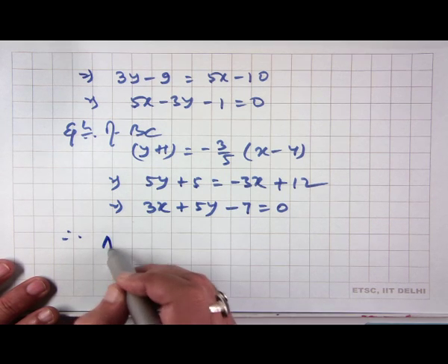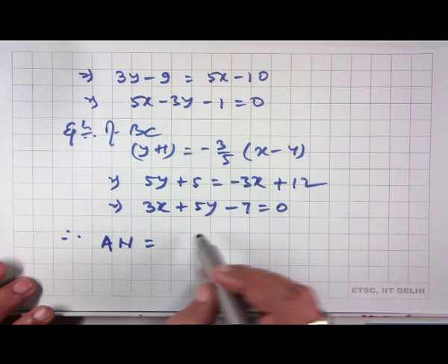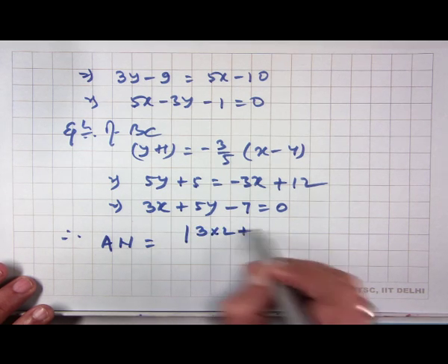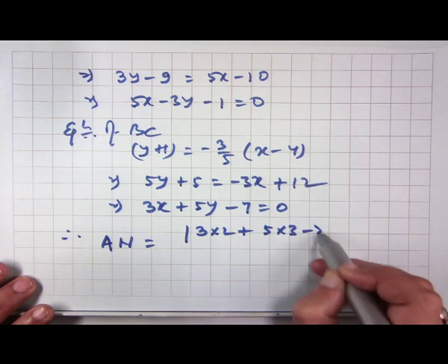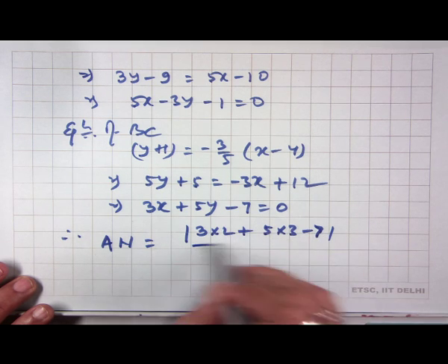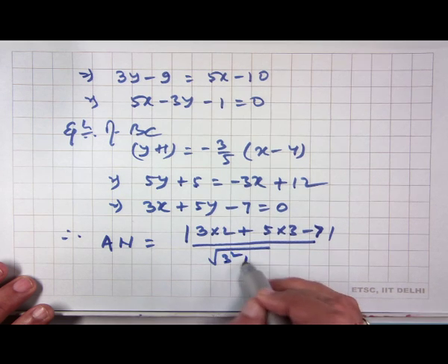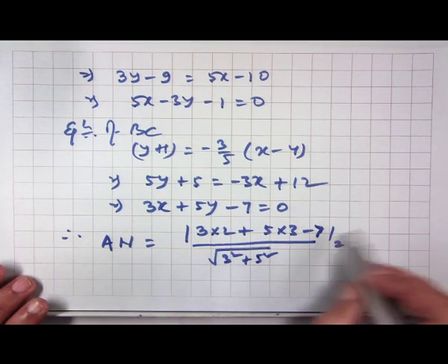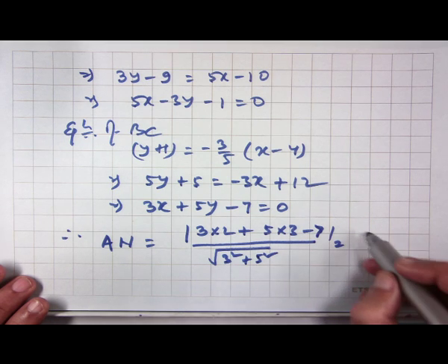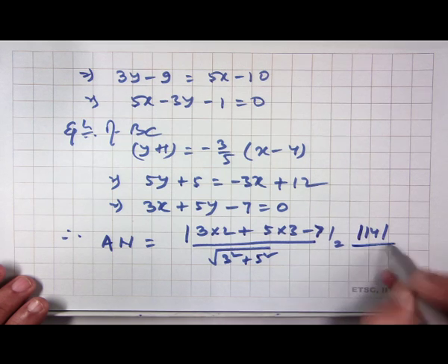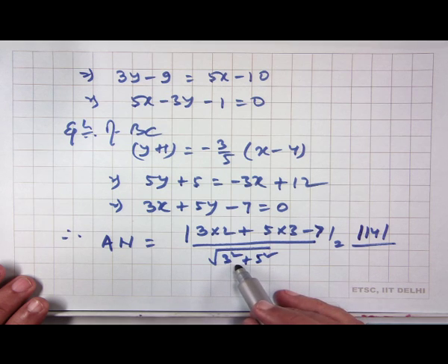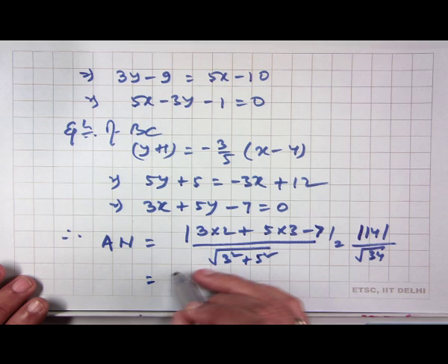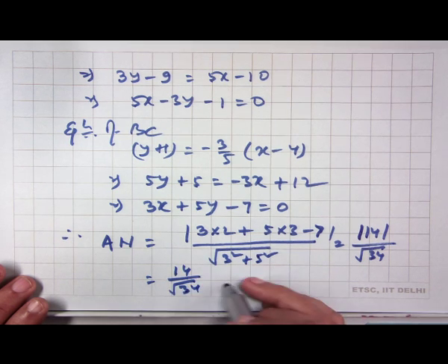So AN is equal to |3×2 + 5×3 − 7| by √(3² + 5²), which is equal to |6 + 15 − 7|, that is 14, by √(25 + 9), which is equal to 14/√34 units.